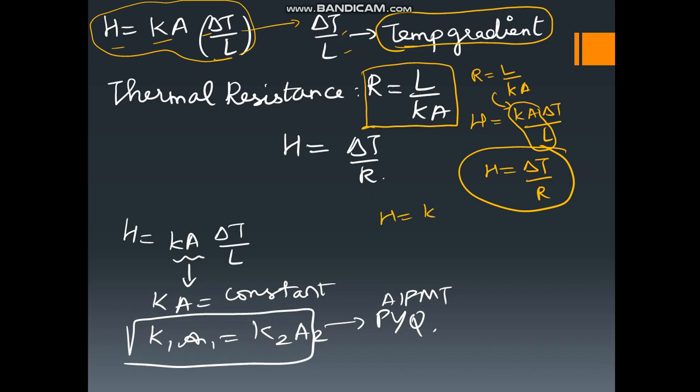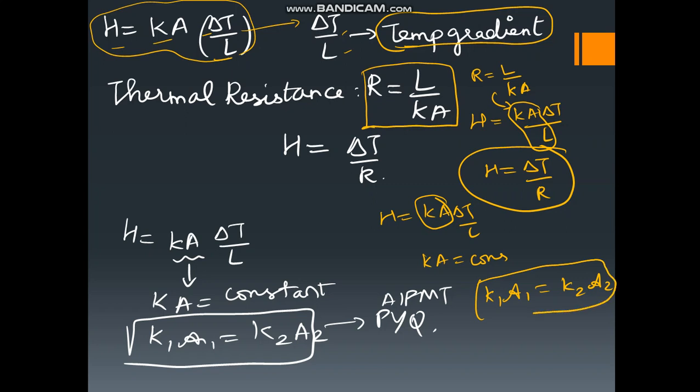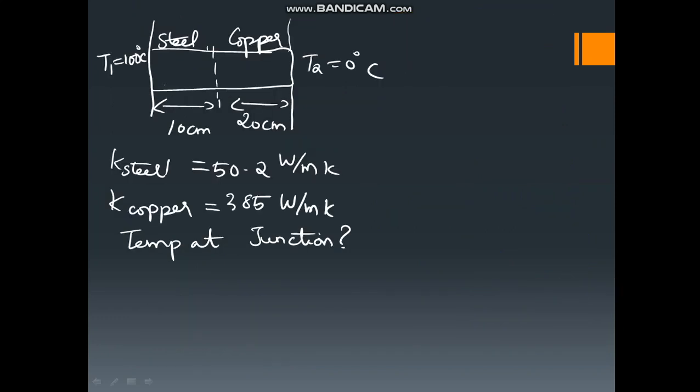In the formula H = KA delta T / L, you see that KA is there, so KA is a constant. So K1A1 is equal to K2A2 for another rod. In this way you can compare two different rods, and it is a previous year AIPMT question. This is a common type of question.